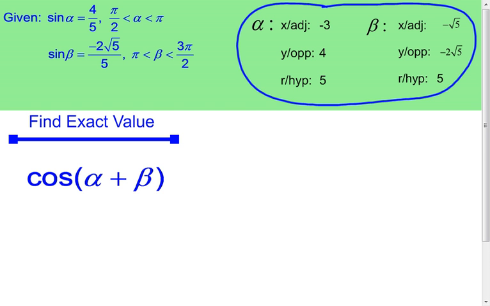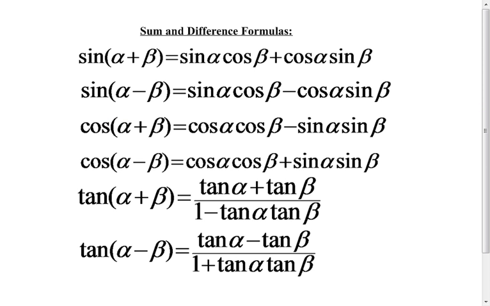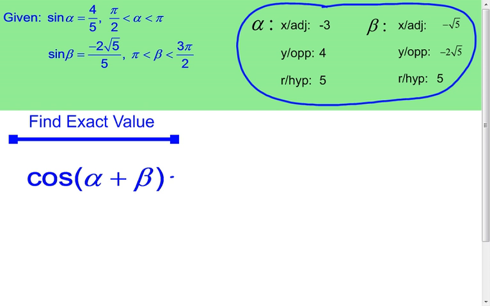So now I'm asking you to use that information and to find cosine of alpha plus beta. And again, you're not going to be able to distribute. I want you to use your sum and difference formulas. So you need to know the sum and difference formula for cosine of alpha plus beta, which is of course right here. Cosine alpha cosine beta minus sine alpha sine beta.